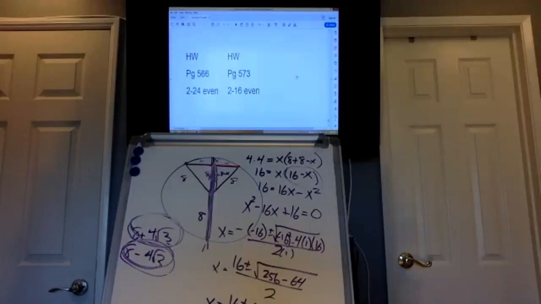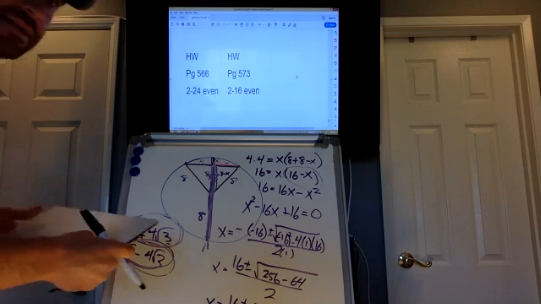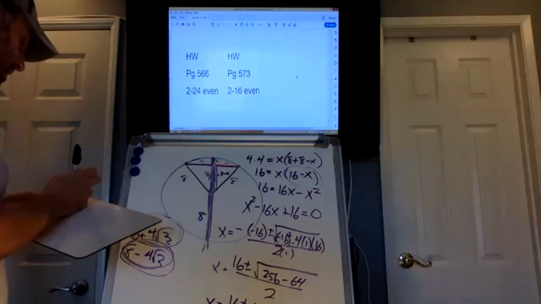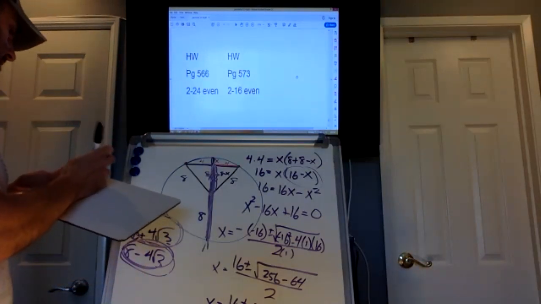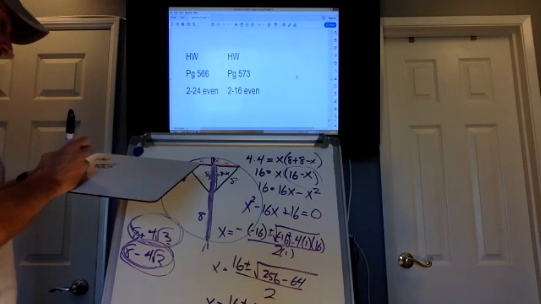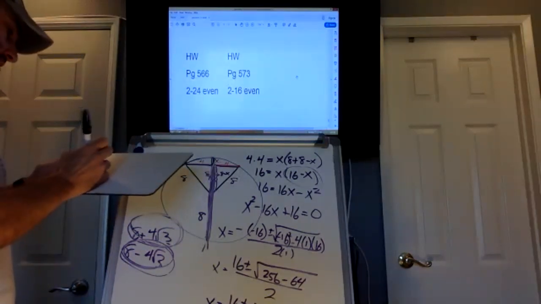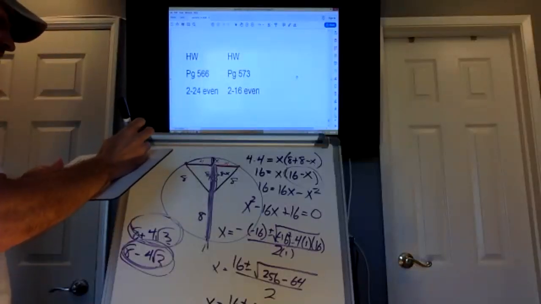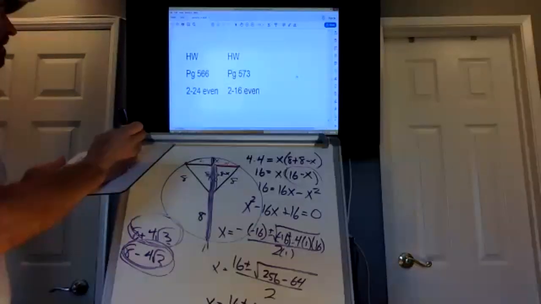Okay, I'm going to write it down myself on my little board so I can put it in. Page 566, 2 through 24 even. My luck to run out of graph paper. Thank you, Mr. Rosenthal. Bye.